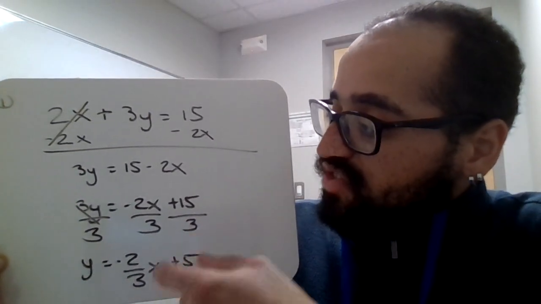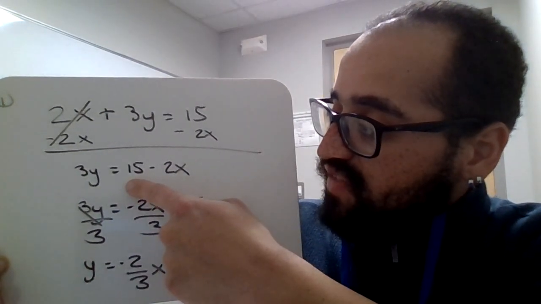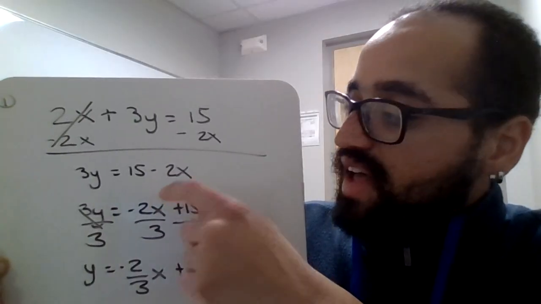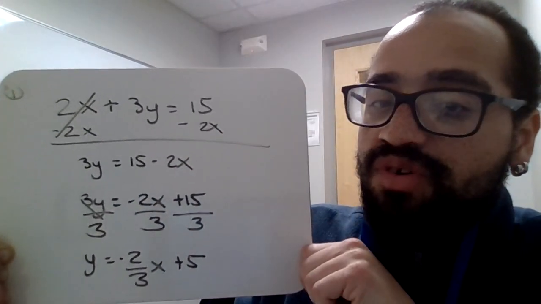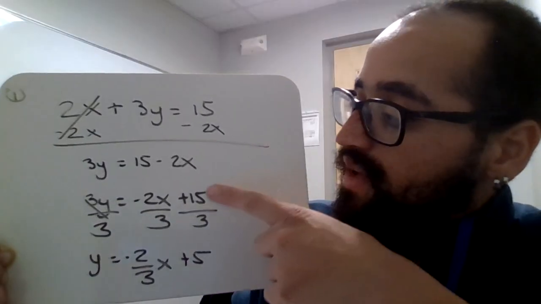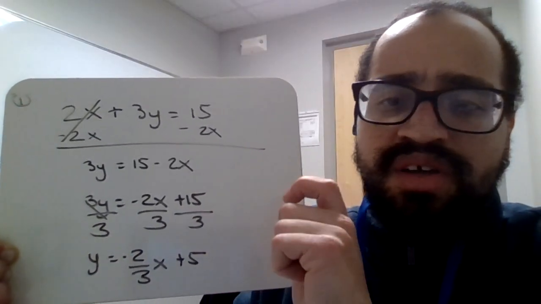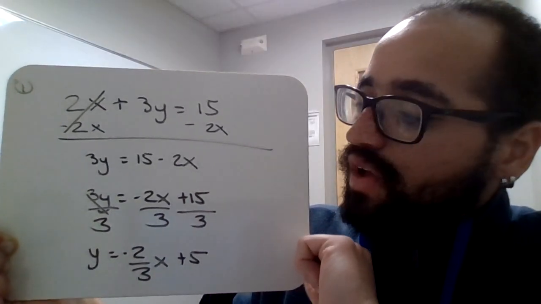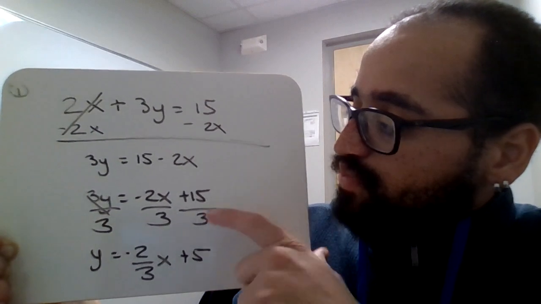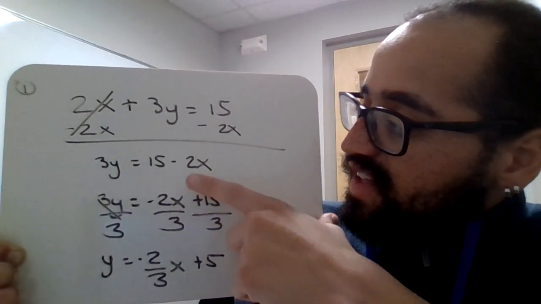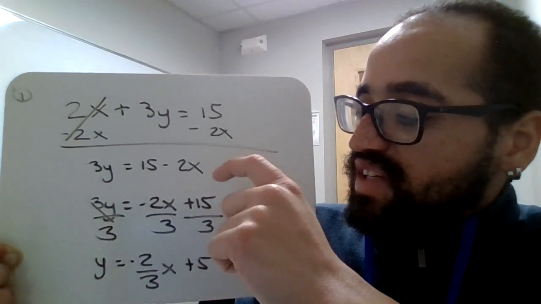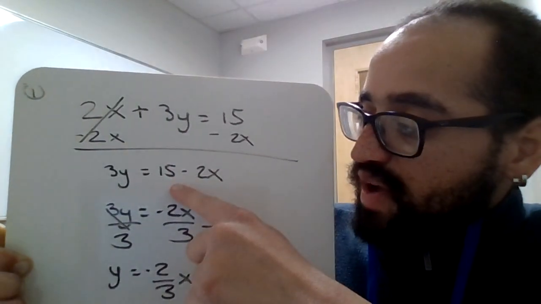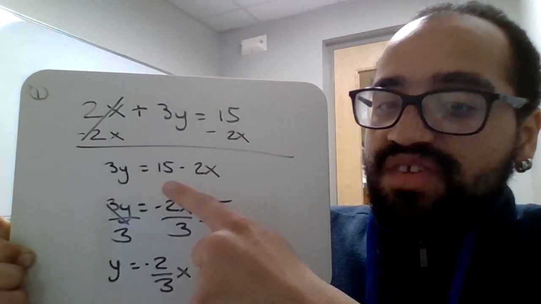And what I should have mentioned is I took 15 minus 2x and flipped it around to create what is called the inverse or the opposite equation, just because I find that a little bit easier to help solve equations of this nature. So 15 minus 2x is going to be the equivalent of negative 2x plus 15.